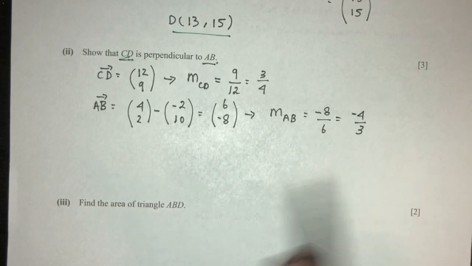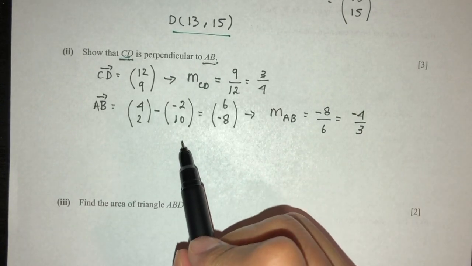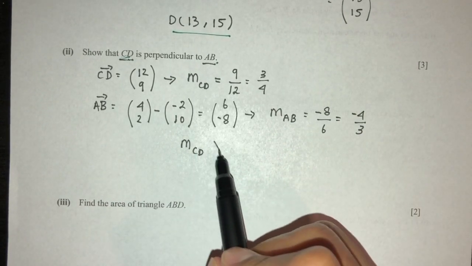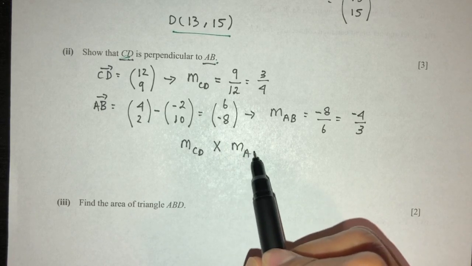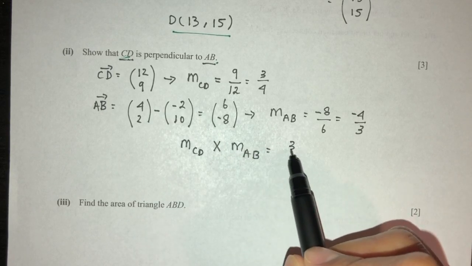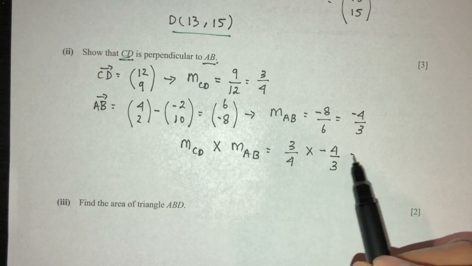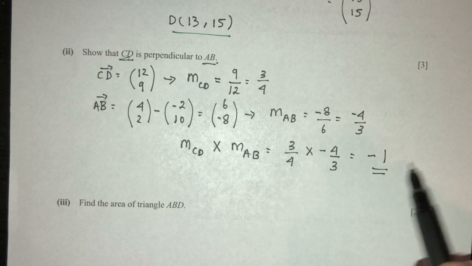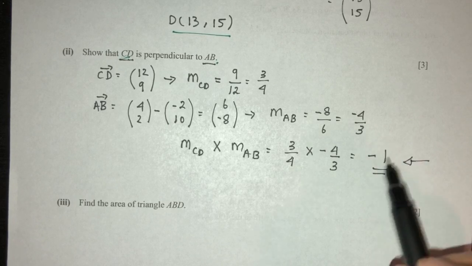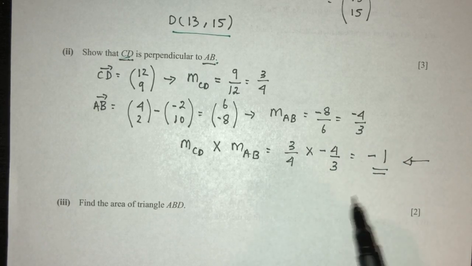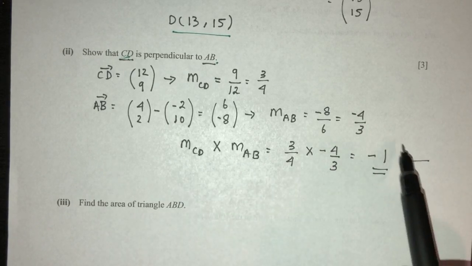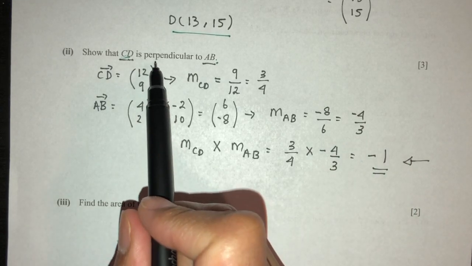Now the way you prove that they are perpendicular, you have to multiply their gradients. So this times this is supposed to give you 3 over 4 times minus 4 over 3. That will give you minus 1. So by showing that the product is minus 1, hence it is perpendicular. So you have to show this equal to this, and this means that they are perpendicular.